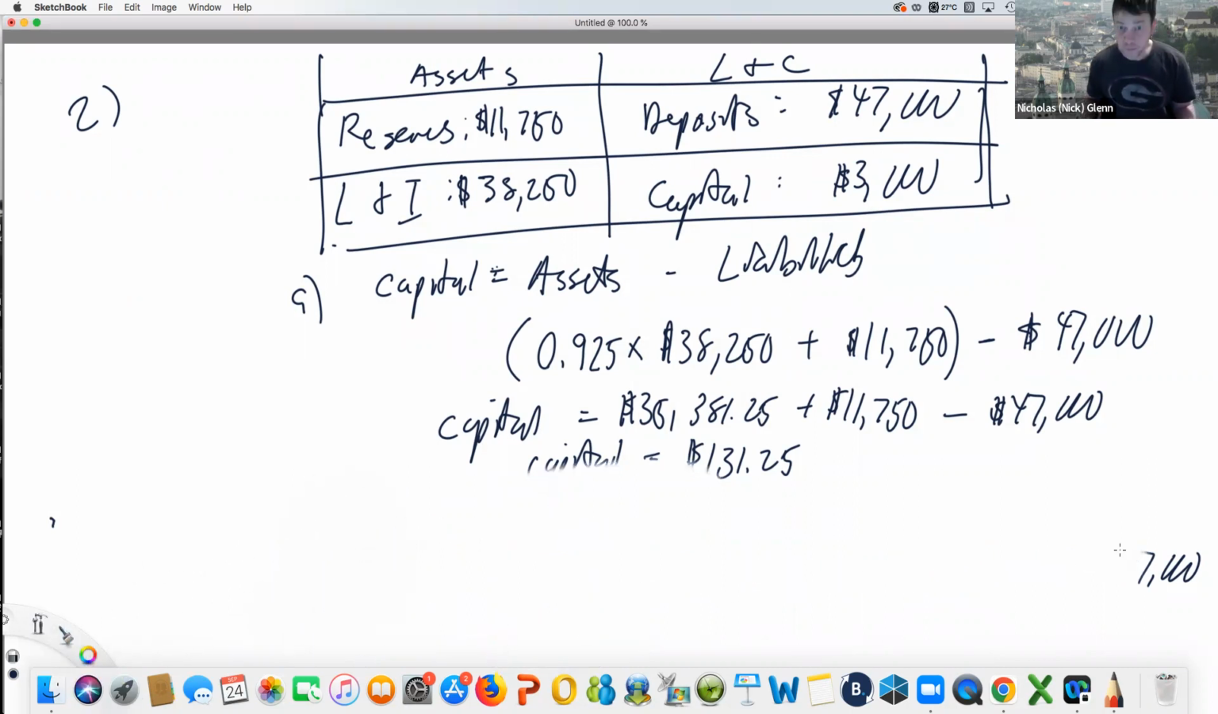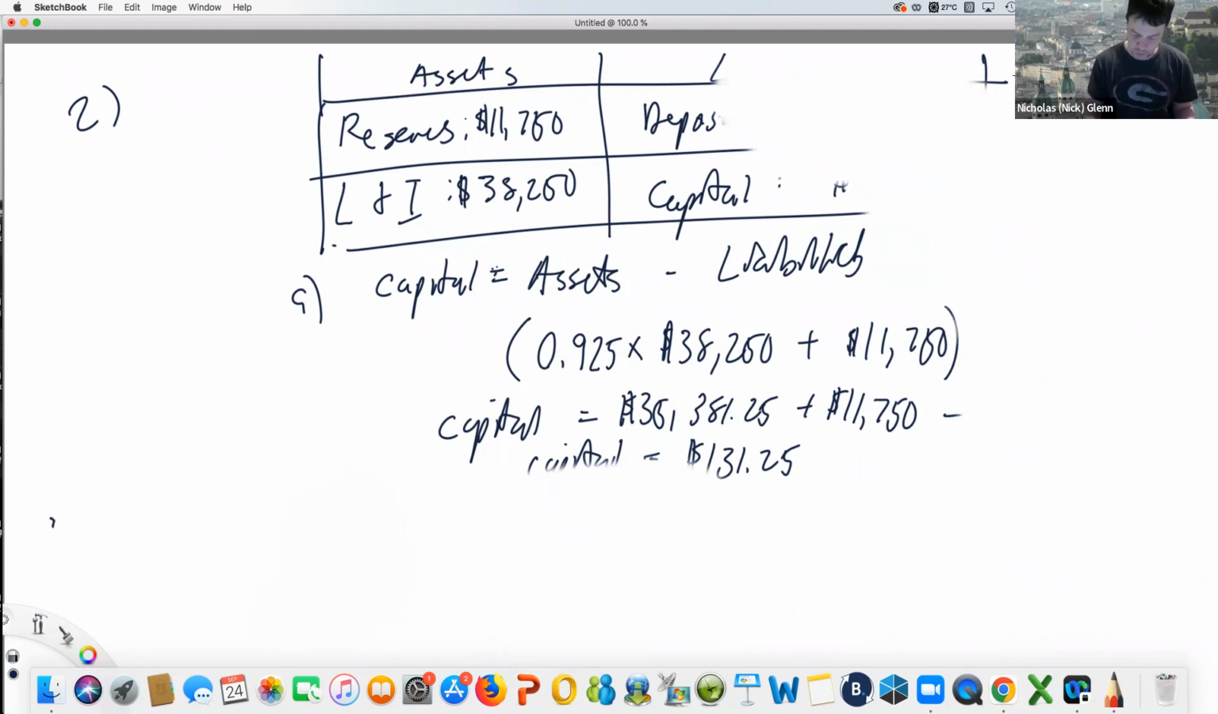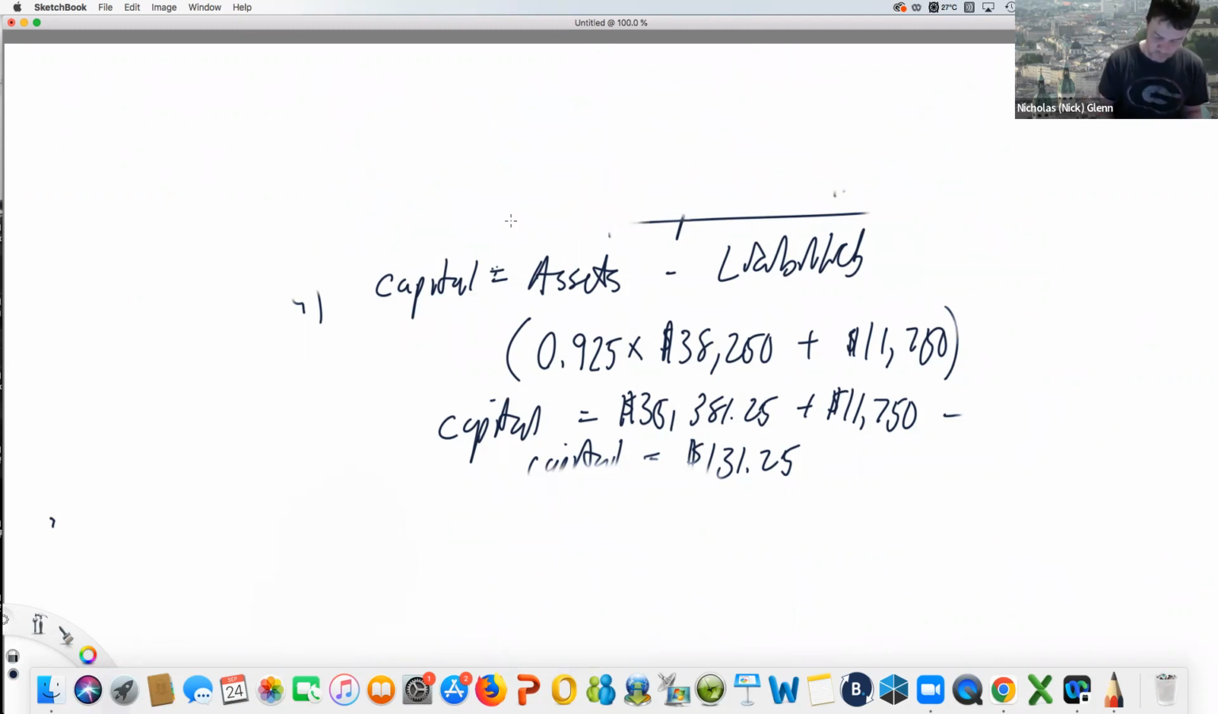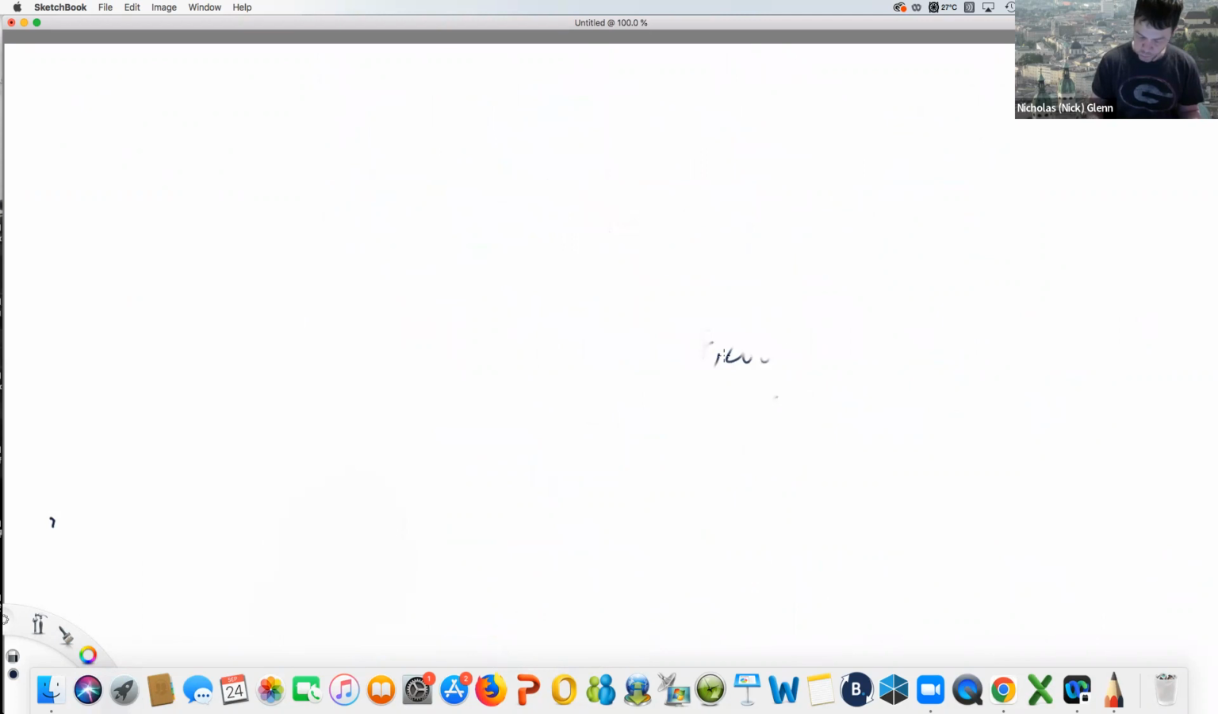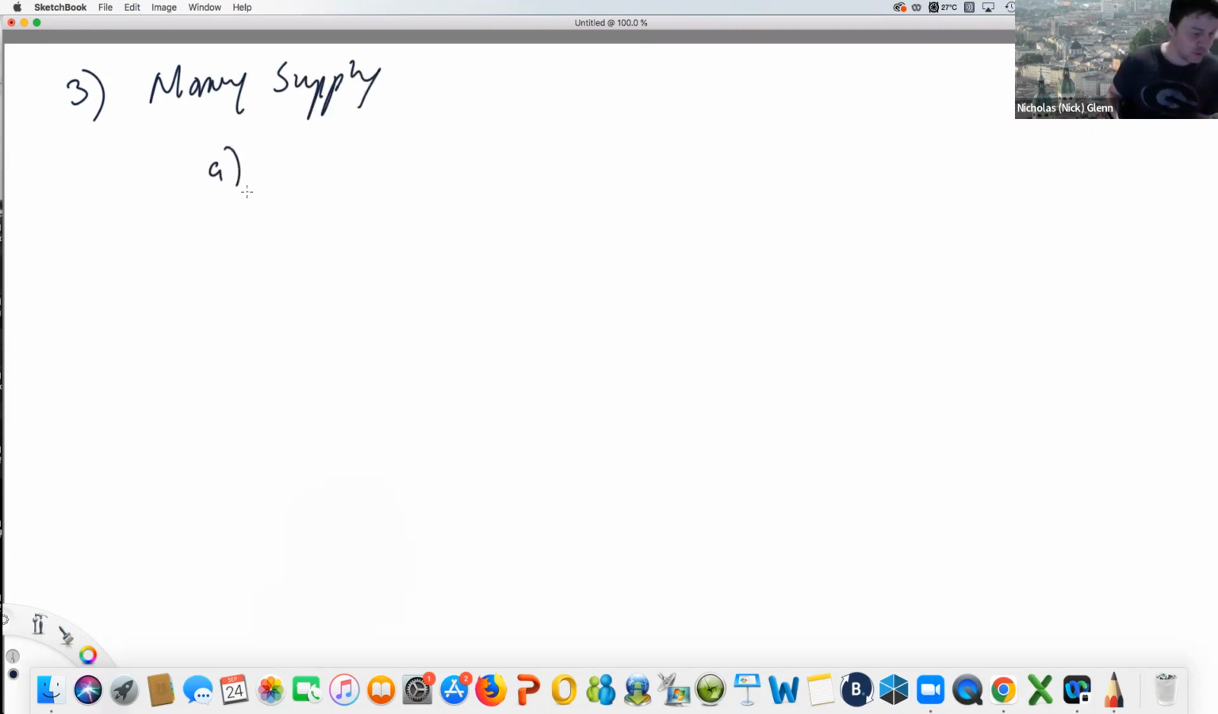All right. Now we'll go to number 3. Number 3 is looking at money supply. It's given marginal revenue for 2 countries.